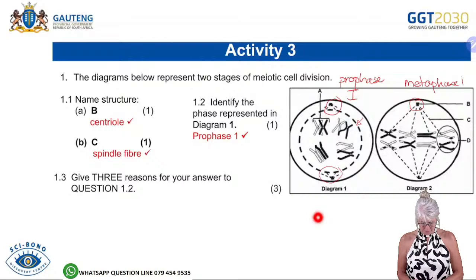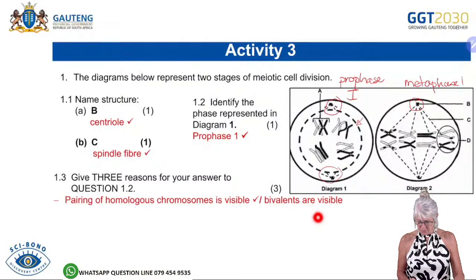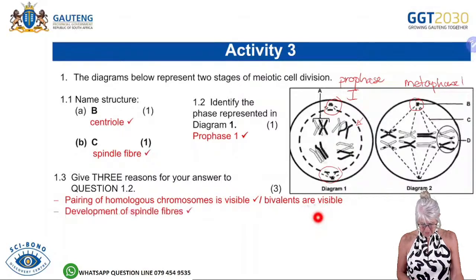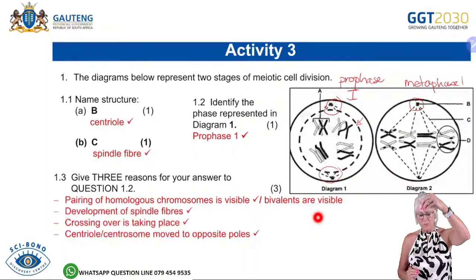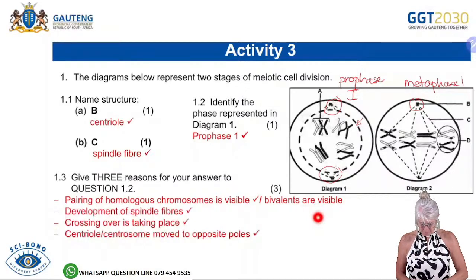Okay, so there's lots of evidence here to back up our answer to the previous question. So let's have a look. All right, so first of all, pairing of homologous chromosomes is visible, or bivalents are visible. Secondly, the development of the spindle fibers, as we said. Thirdly, crossing over is taking place. And then the last point is, the centrioles or the centrosome have actually moved to opposite poles. That all happens during prophase 1.